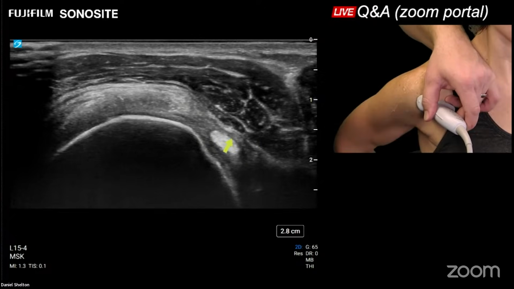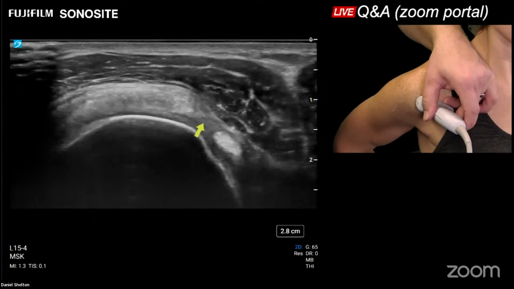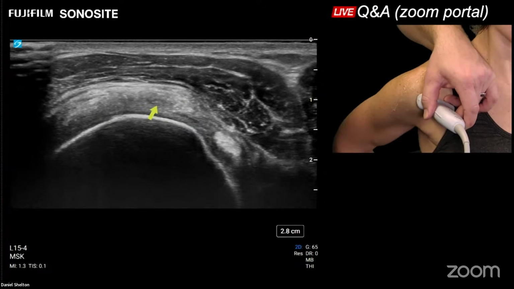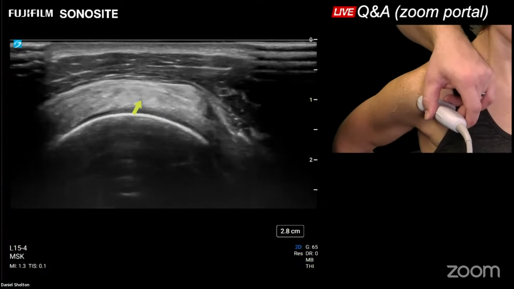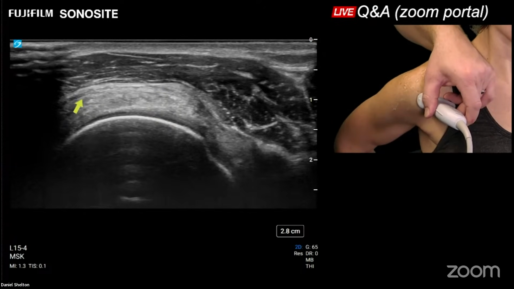It's within the interval. Here's the anterior margin of our supraspinatus. We have coracohumeral ligament fibers enveloping the anterior part of the cuff. Posteriorly back here, we've got infraspinatus, supraspinatus here. This anterior 2/3 is supraspinatus. This posterior 2/3 is infraspinatus.